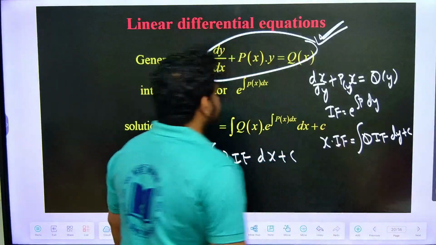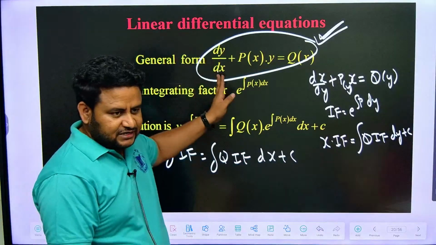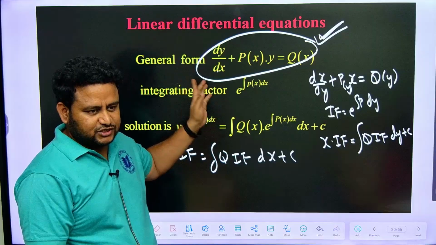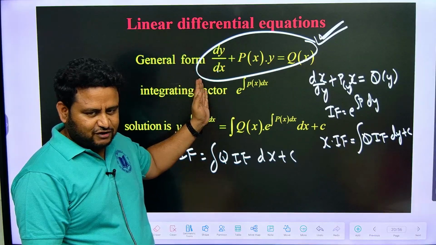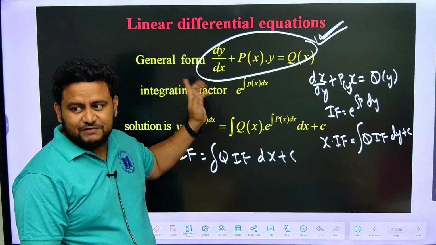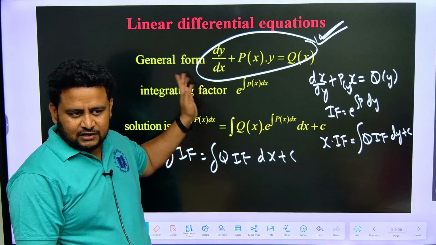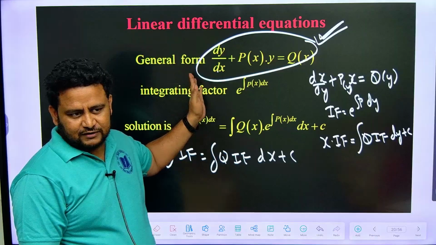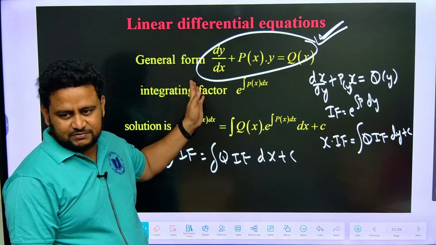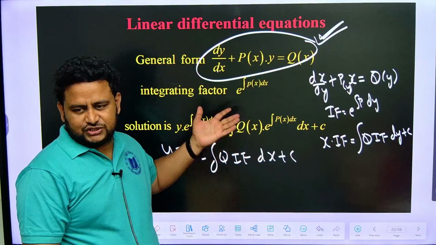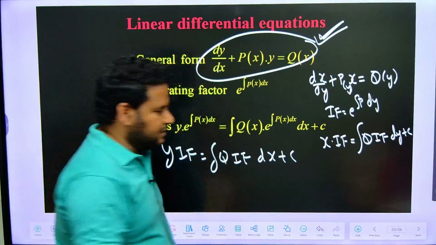And most importantly, whenever they give dy by dx, the coefficient of dy by dx should always be 1, and it should be positive 1. There should be no negative sign for dy by dx. It cannot be anything else. If it is minus dy by dx, you have to multiply throughout by minus, then it will become positive. Keep this in mind. Clear?